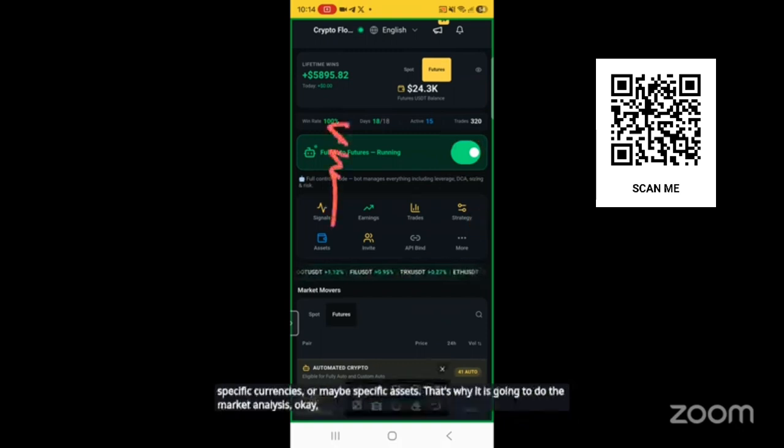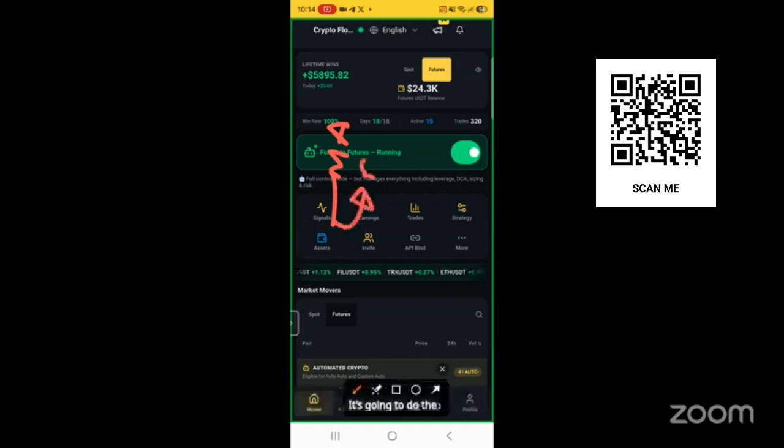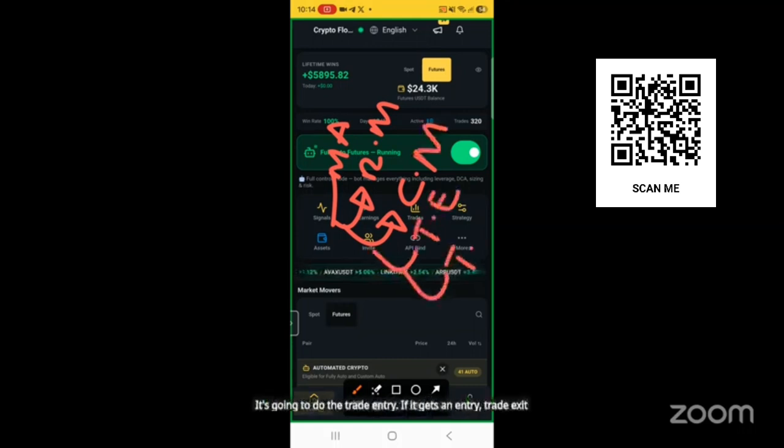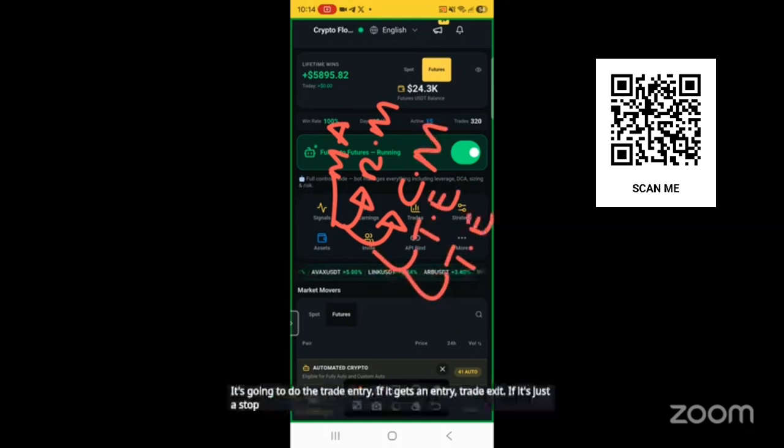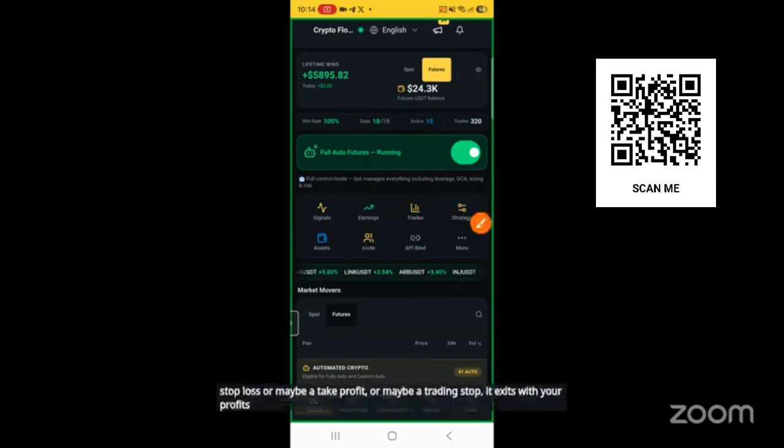It is going to do the risk management, the capital management, it's going to do the trade entry if it gets an entry, and the trade exit, whether it is a stop loss, or a take profit, or a trailing stop, it exits with your profits. You don't have to do anything else. Everything is done by the bot.